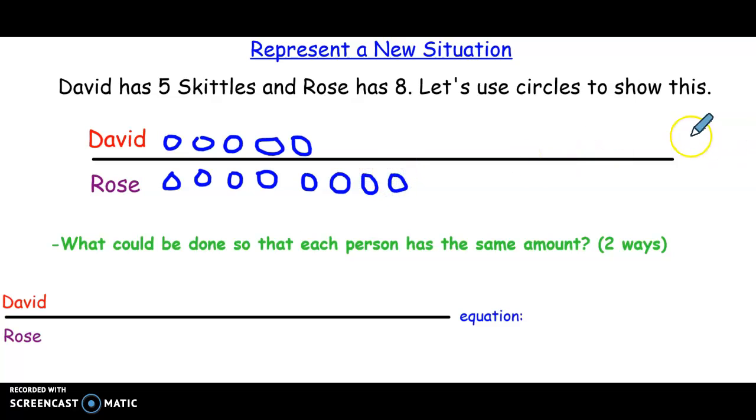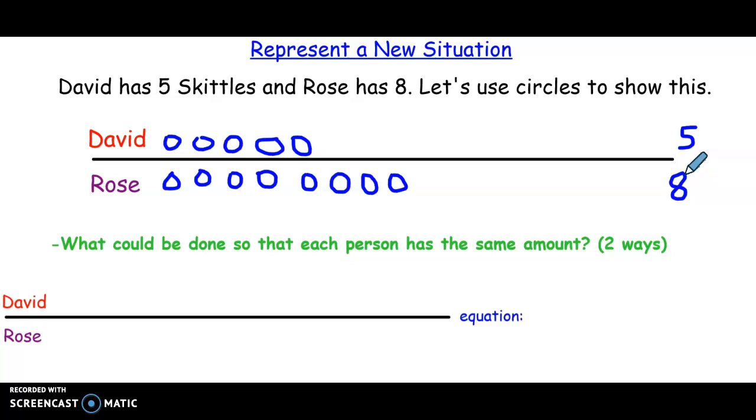Remember, we want to write our numbers all the way off to the right. So David had 5, so we're going to put that on the top. And Rose had 8, so let's put that there. Okay. So who has more Skittles? Tell your homework helper who has more.